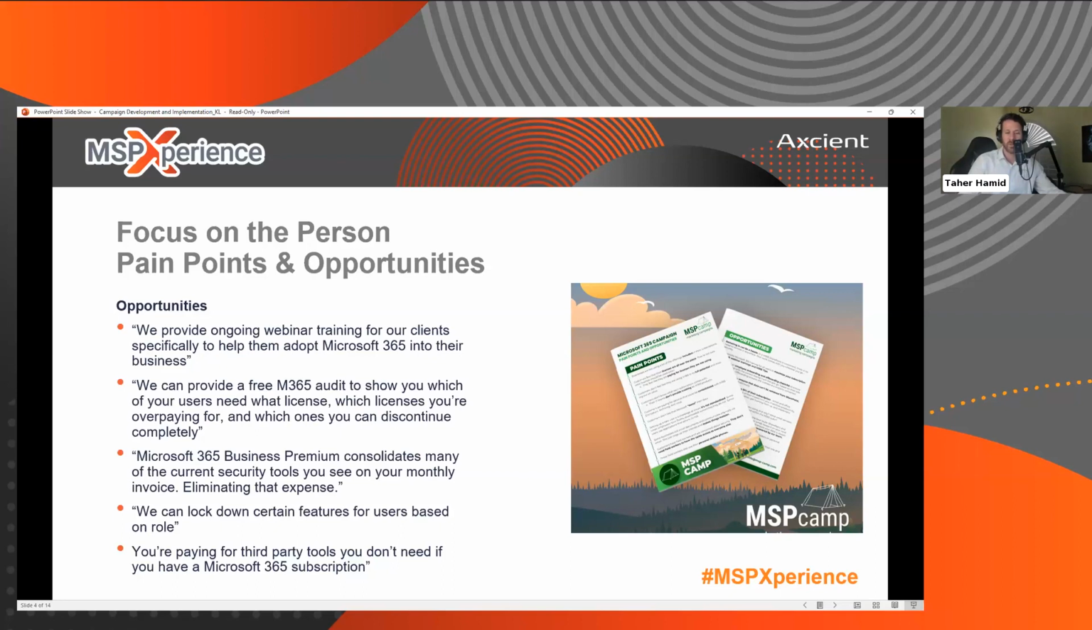Microsoft 365 Business Premium consolidates many of the current security tools you see on your monthly invoice, eliminating that expense. We can lock down certain features for users based on role. You're paying for third-party tools you don't need if you have a Microsoft 365 subscription.